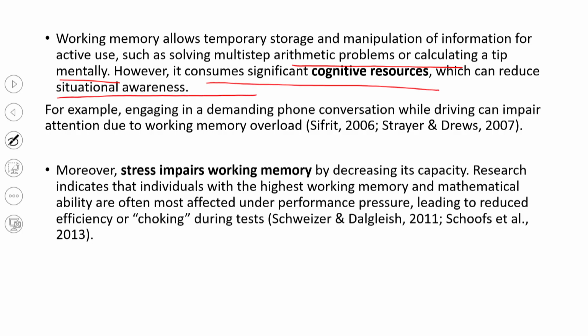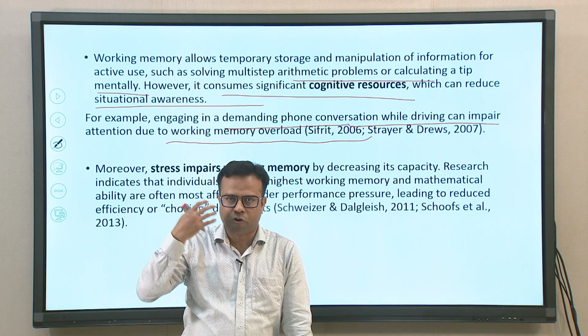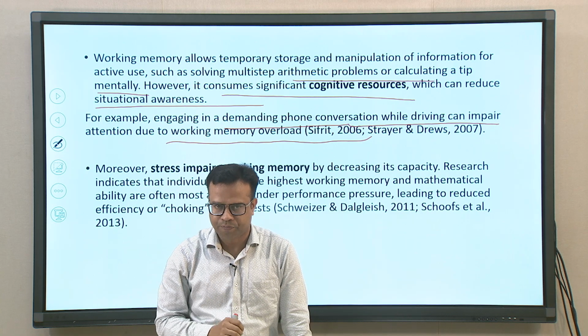So, when you are using resources, let us say calculating mentally, then obviously other awareness of the situation may decrease, because your whole resources are going into certain systems. For example, engaging in a demanding phone conversation while driving can impair attention due to working memory overload, because too many of your resources are engaged in one particular conversation, so for other things you will have very little attention. That is why there is an overload in the working memory system, which can reduce your capacity or efficiency in certain other tasks.